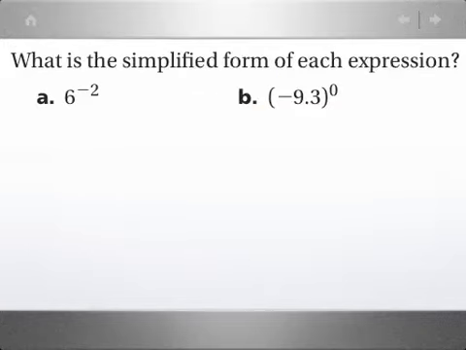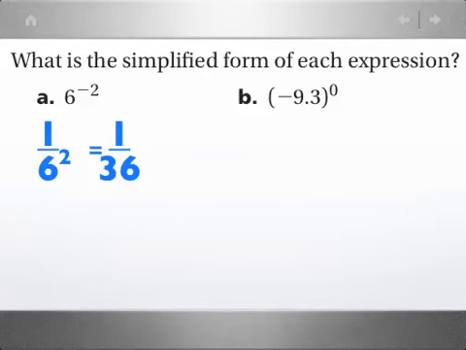What is the simplest form of each expression? A is 6 to the negative second power. Using the negative exponent rule, we can write this as 1 over 6 to the positive second power. And because 6 is a number and I can square it, I'm going to write it in simplest form, 1 over 6 times 6, which is 36. So simplified, 6 to the negative second power is 1 over 36.